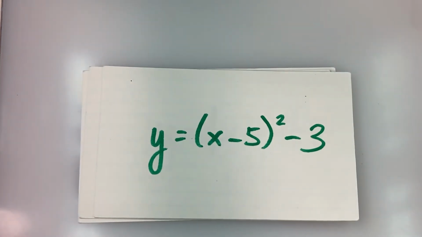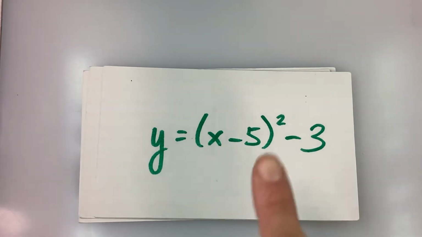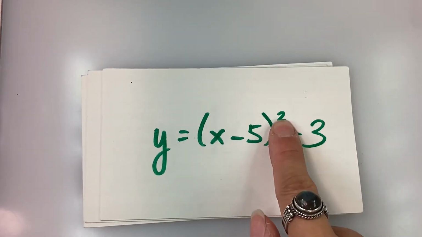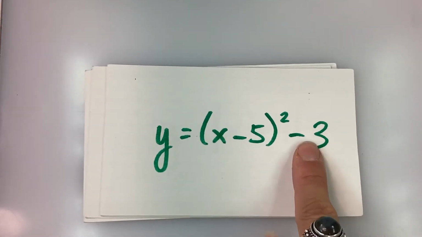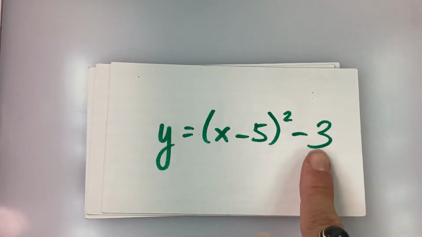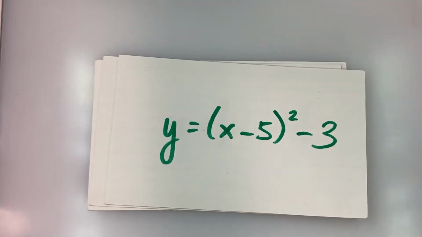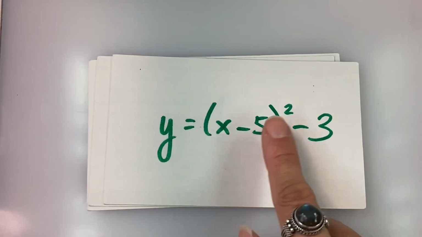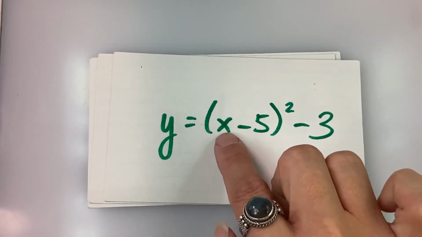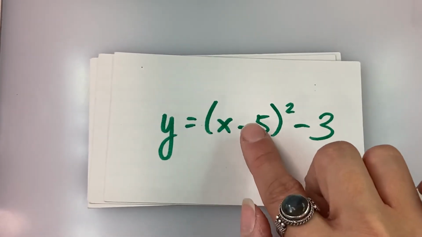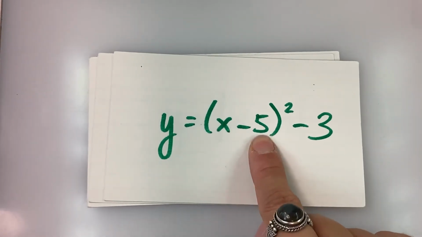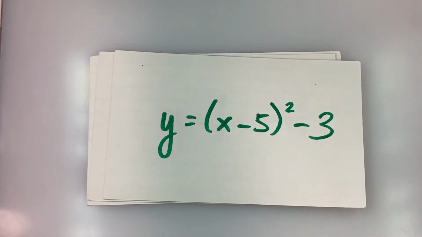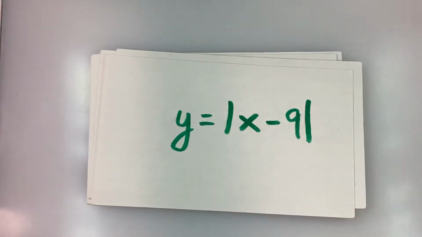Now, this function is a quadratic. We've got a little squared. That's how we know it's a quadratic. This -3 is outside my quadratic function, so that would be down 3 units. The -5 is on the inside with my x inside that quadratic function. So we cross our eyes. It does the opposite of what we would think. It would move us to the right 5 units.